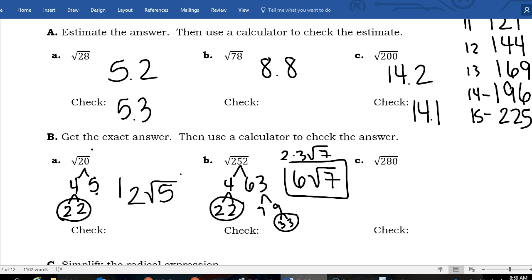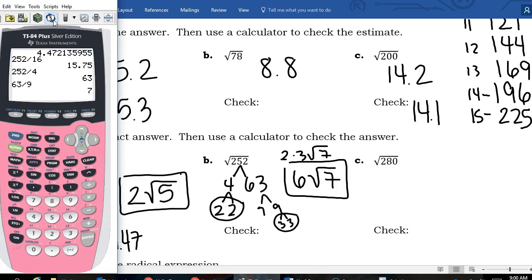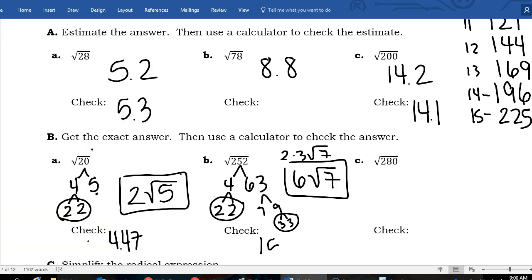And I am going to again put that in the calculator to check my answer. Oh, I didn't write that one down, did I? 4.47. So I'm going to go back there really quick. Okay, so 252. Root 252 and 6 root 7. Same decimal answer, so I have the right answer.